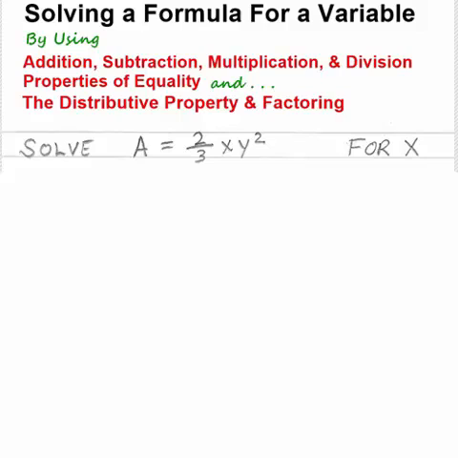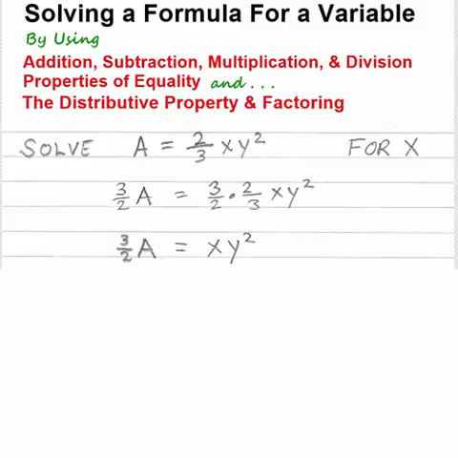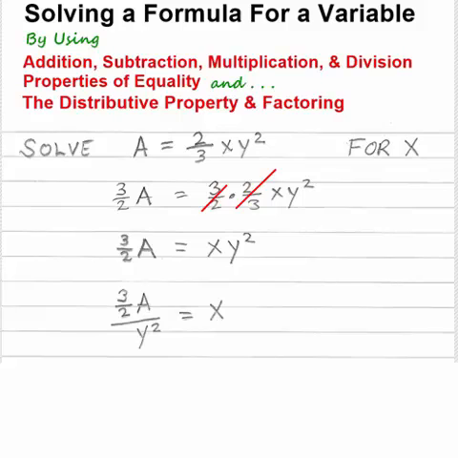We can start out by getting rid of the 2/3 by multiplying both sides by 3/2. And when we do that, the 3/2 times the 2/3 cancels on the right side, and this leaves 3/2 a equals xy squared. And now we need to get rid of the y squared, and we can do this by dividing both sides by y squared. So our answer is x equals 3/2 a over y squared.